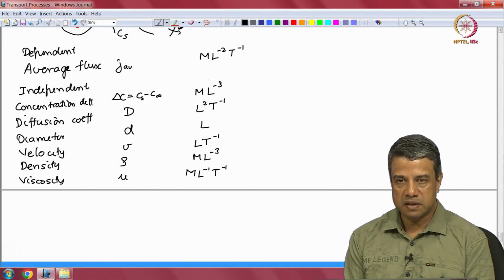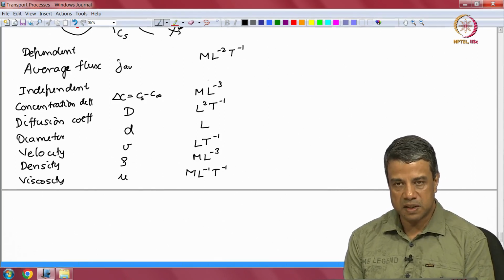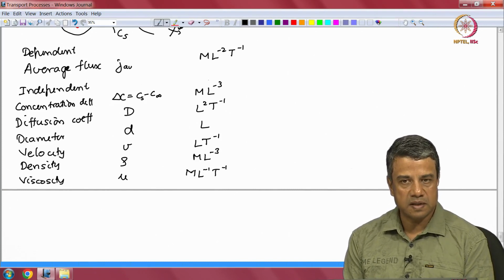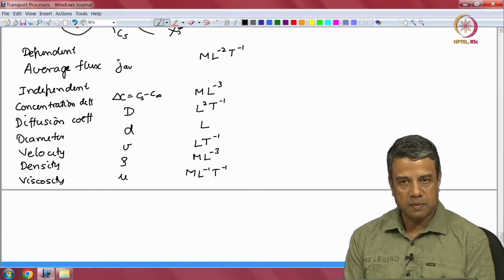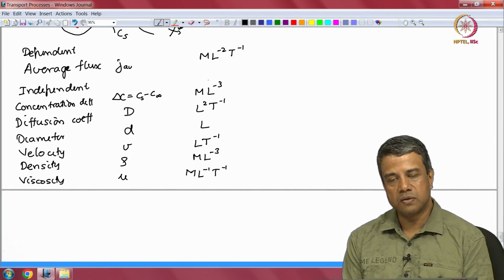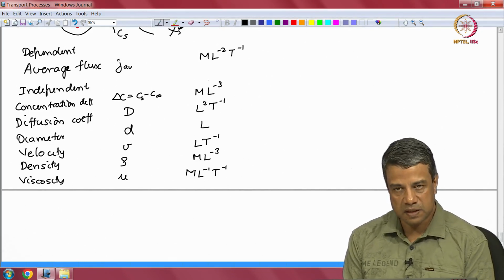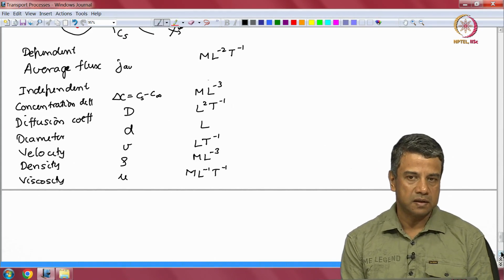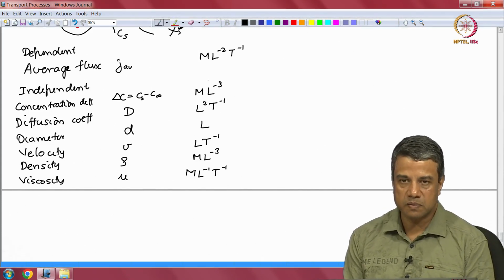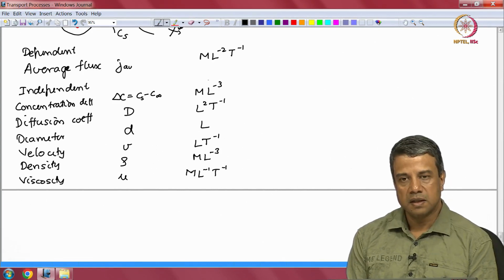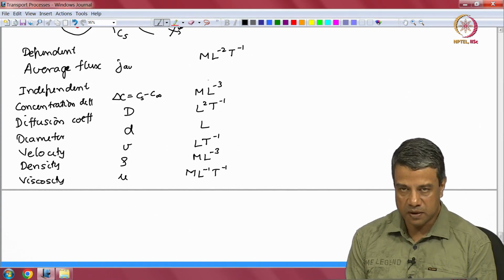The solute mass affects only the properties relating to mass transfer, that is the flux and the concentration difference. The total mass affects the properties relating to the fluid flow, that is the density and the viscosity. So, therefore, I can make a distinction between solute mass and total mass, if the solute mass does not affect the fluid properties.